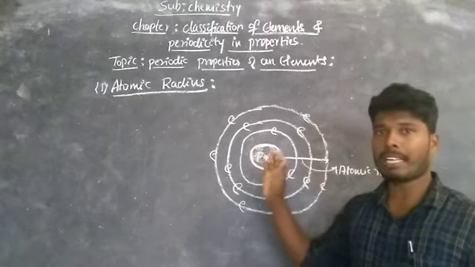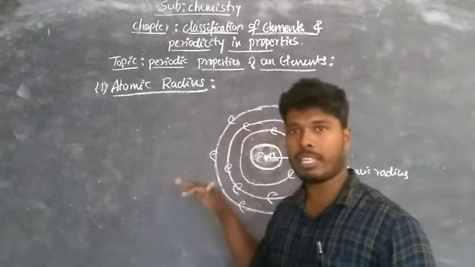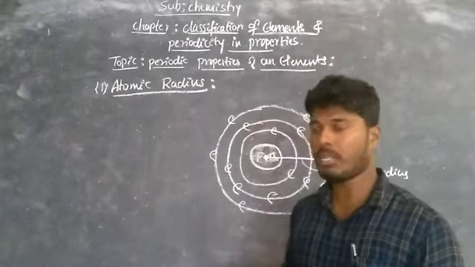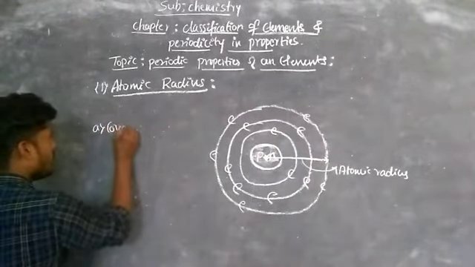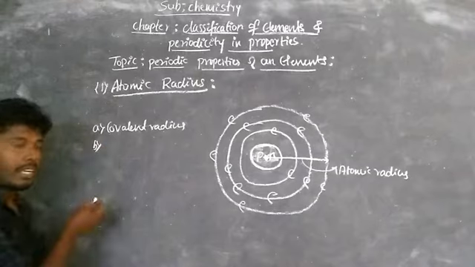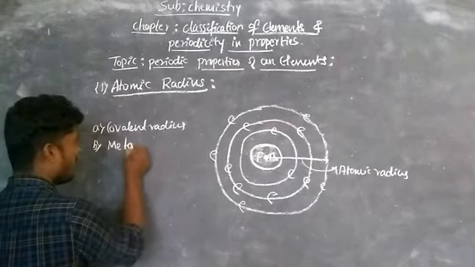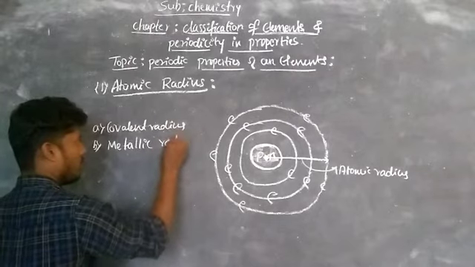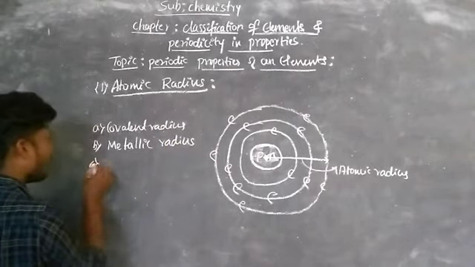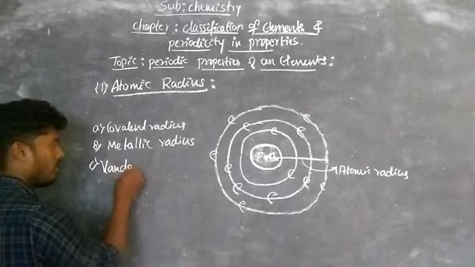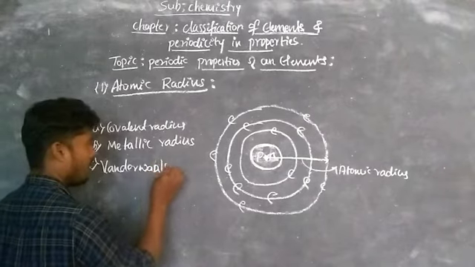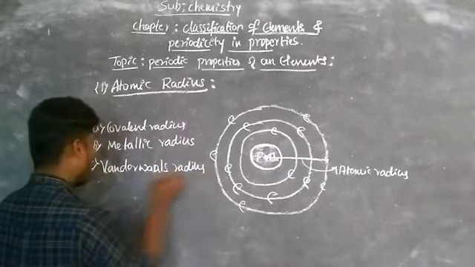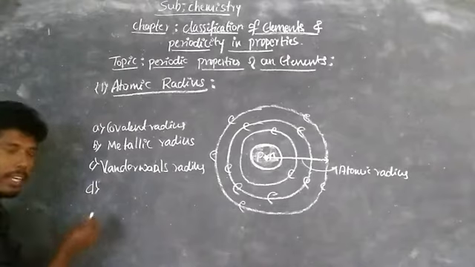So the atomic radius further has four different types. Those are covalent radius, then the second one is metallic radius, then the third one is Van der Waals radius, and the last one is ionic radius.